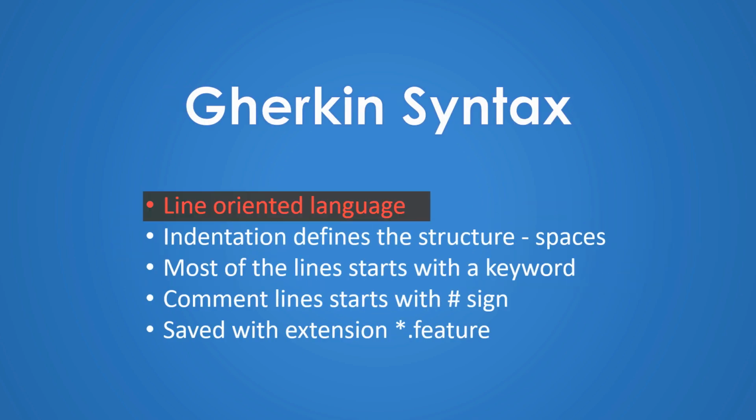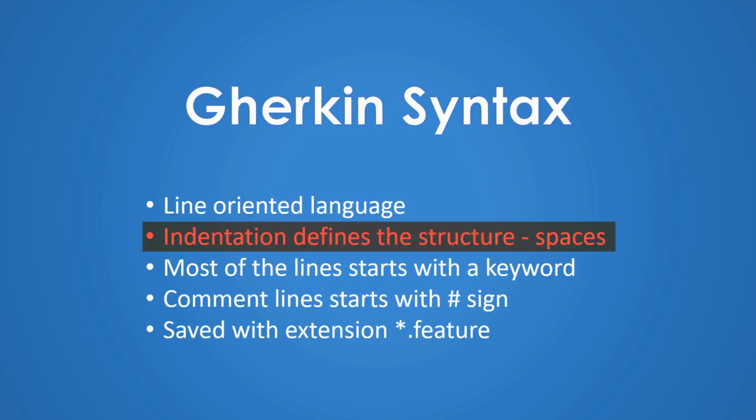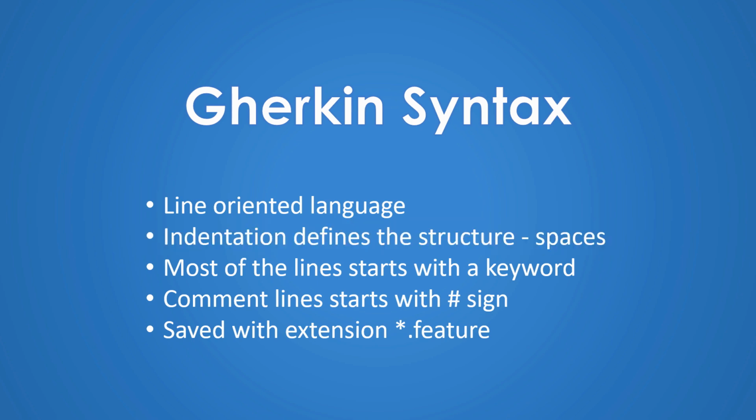Gherkin is a line-oriented language that uses indentation to define structure. Either spaces or tabs may be used for indentation. The recommended indentation level is 2 spaces. Line endings terminate statements or steps. Most lines start with a keyword. Comment lines are allowed anywhere in the file. They begin with a hash sign and have some text.